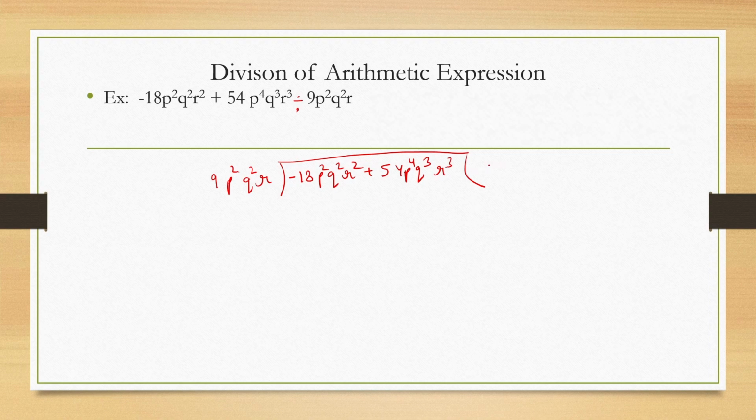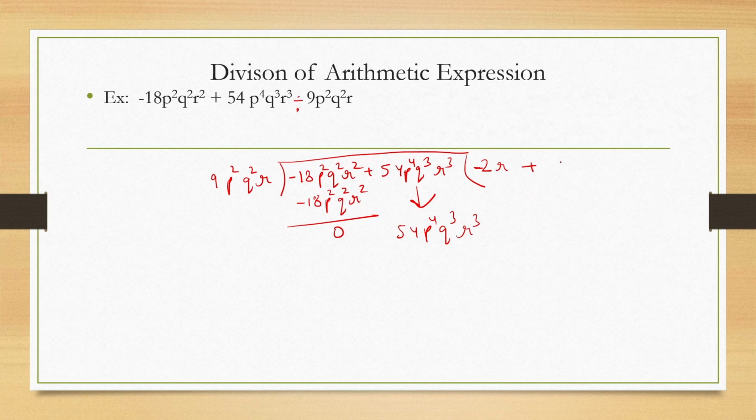So what term should I write here? I will multiply it with minus 2r. If I multiply with this first term, that will be minus 18p square q square r square. Okay, so this will be 0. Now I will bring this term. I will put the plus sign here because I need the next term in a plus. So I bring this 54 p4 q cube r cube.